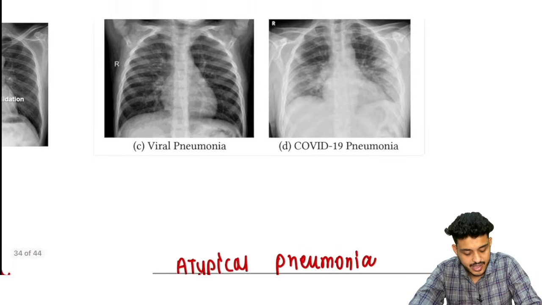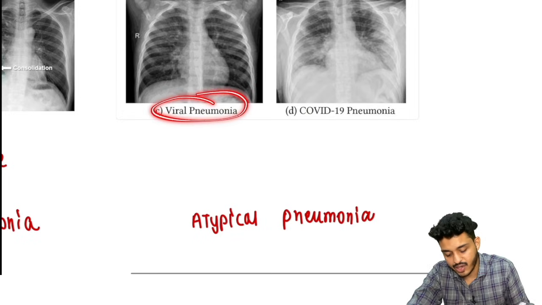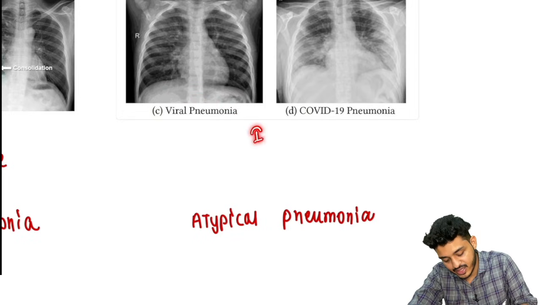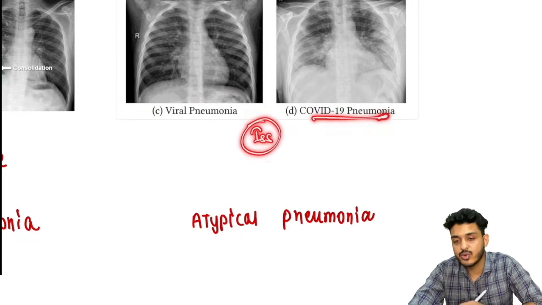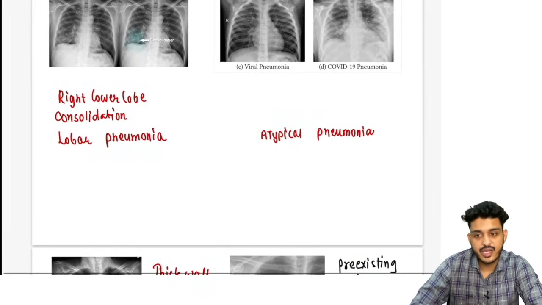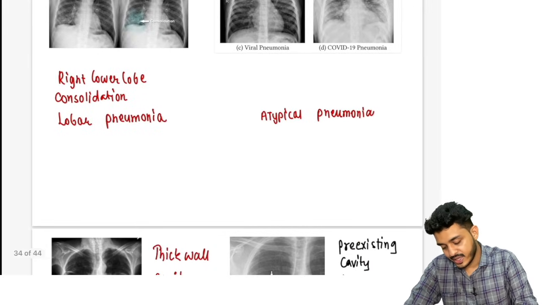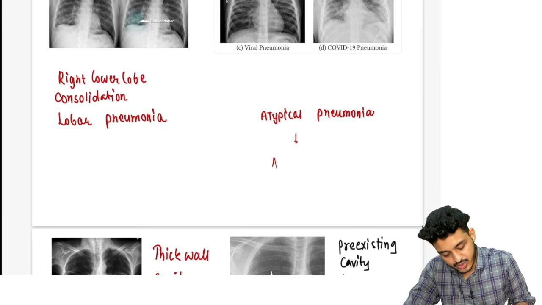Whereas in atypical pneumonia, you will be having what? You can have viral pneumonia where the fluid will be in the interstitial space, right? You can have pneumonia due to COVID-19. This is going to be atypical pneumonia. Okay, in atypical pneumonia, the drug of choice is going to be azithromycin, right?